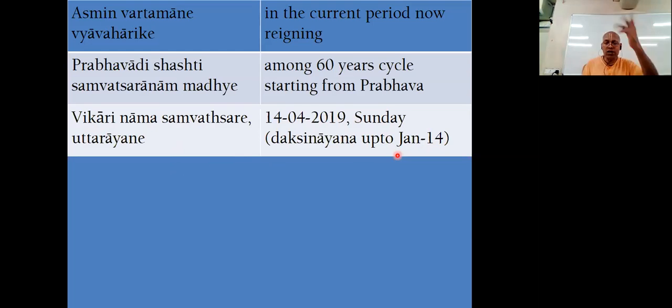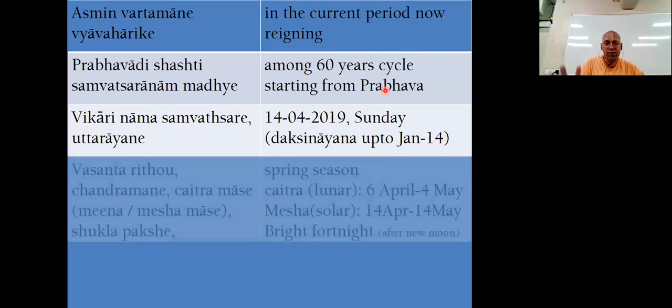Dakshinayana lasts up to January 14th, then Uttarayana starts. So Ramanavami comes in the month of Chaitra on the 9th day. Chaitra Shukla Navami is called Ramanavami. That means the year, the Vaikari Nama Samvatsara, started just 9 days back, on Chaitra Shukla Pratipat. That is the beginning of Vaikari Nama Samvatsara.